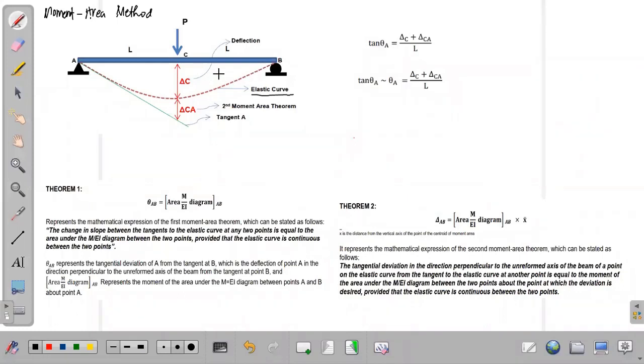Okay? So here at point C, the distance from the beam, this is our beam, the distance from the beam to the elastic curve is the deflection at that point. Okay? So at C, the distance there from the beam to our elastic curve is the deflection at C.